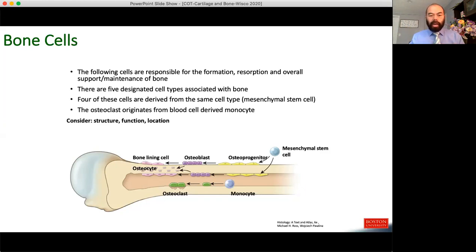All right, so we have 5 different cell types: mesenchymal stem cell, the osteoprogenitor cell, the osteoblast, the bone lining cell, and the osteocyte, which are involved in bone formation, other than the bone lining cell, which is just sitting there. But they are all derived from mesenchymal stem cells. The 6th cell, the osteoclast, is derived from the monocyte. And that's important to realize.